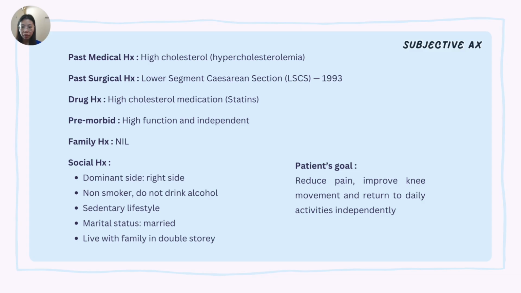For social history, her dominant side is right side, and she is a non-smoker and does not drink alcohol. Patient has a sedentary lifestyle. She is married and now lives with her family in a double story. Her goal is to reduce pain and improve knee movement, and return to daily activities independently.